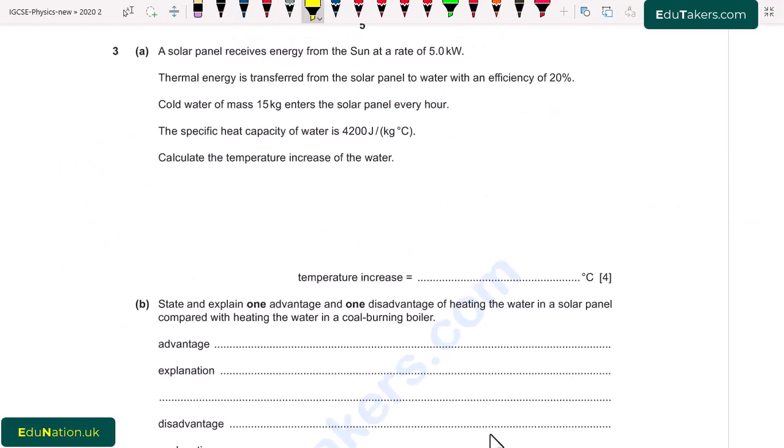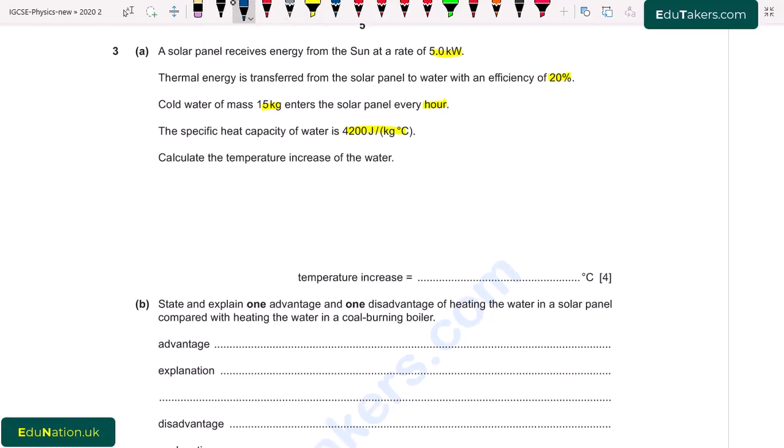Question number 3, part A. A solar panel receives energy from the sun at the rate of 5.0 kilowatt. So power is given as 5 kilowatt. Thermal energy is transferred from the solar panel to water with the efficiency of 20%. Efficiency is 20%. The cooled water of mass 15 kg enters the solar panel every hour. Specific heat capacity of water is 4200 joule per kilogram per degree C. Calculate the temperature increase of the water.